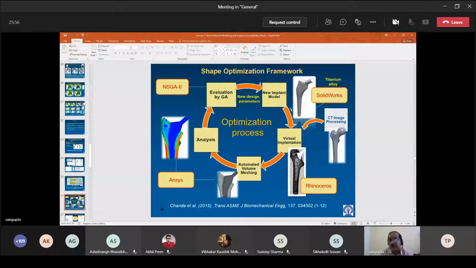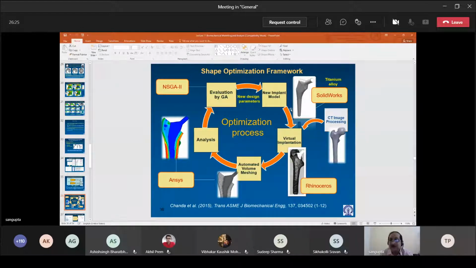So it was important to automate the shape optimization procedure, and thereby we developed a numerical framework which can handle actually 2,500 implant shapes. Right? It's not a joke. More than 2,500 implant shapes were analyzed, and it was all automated.